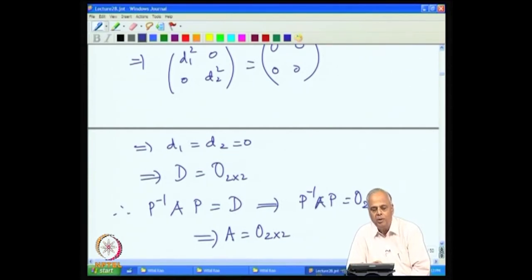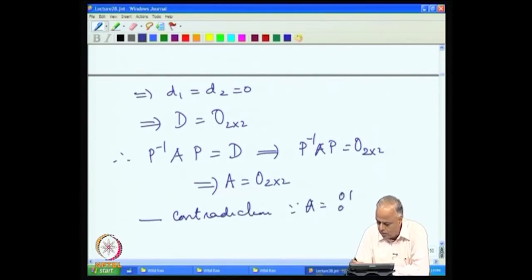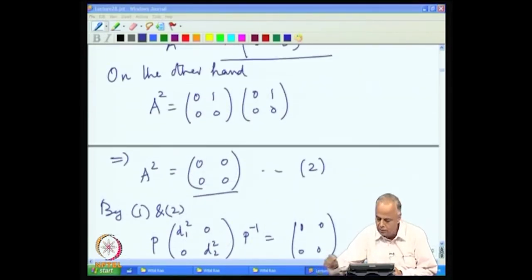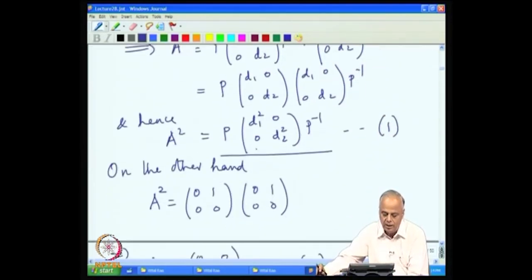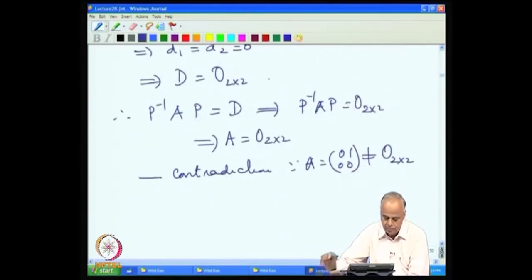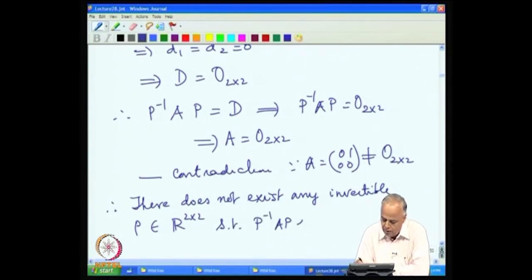But that is a contradiction because we are given that A is the matrix 0 1 0 0, which is not the 0 matrix. And therefore, our assumption, that there exists an invertible P such that P inverse A P is diagonal, led us to a contradiction and hence that assumption must be wrong. Therefore, there does not exist any invertible P in 2 by 2 real matrices such that P inverse A P is a diagonal matrix.